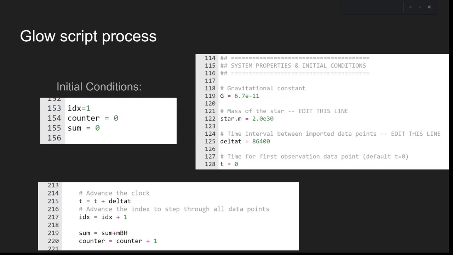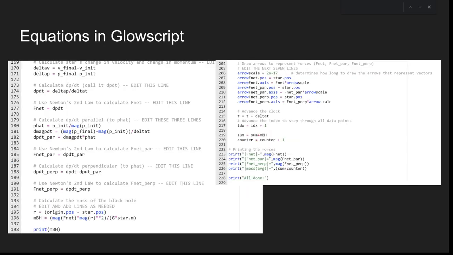Now we start with our GlowScript code. The code has been adjusted to the star's given mass, the proper email address, and the proper change in time. Another addition to the code was a counter and a summation of all the masses of the black hole that will be found. This will become important later for finding the average mass of the black hole, which is our objective for this lab. Next, we move on to the breakdown of all the equations in the code used to find this mass, and the net force and the components on the star.